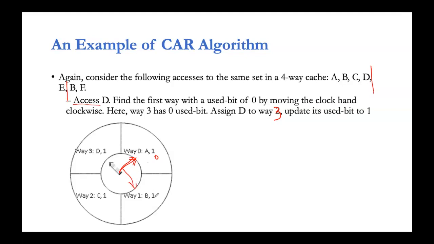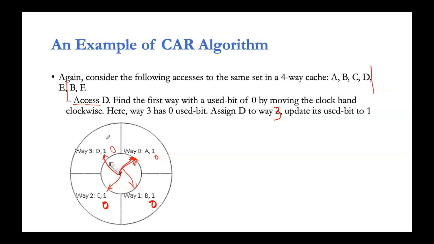Then it advances and sets this 1 to 0. After setting that, it will advance and set this 1 to 0. After setting this, it will advance and set this 1 to 0. After that, it will advance and find a 0 used bit. Finding a 0 used bit means that once your cache is full, your clock hand starts setting the used bit to 0 in the first cycle.